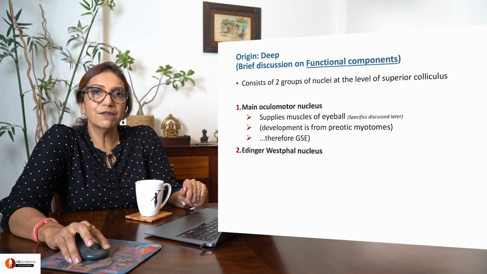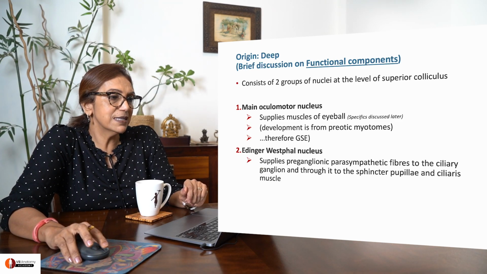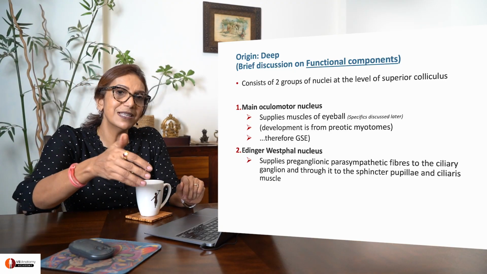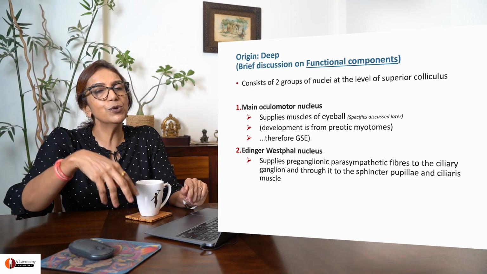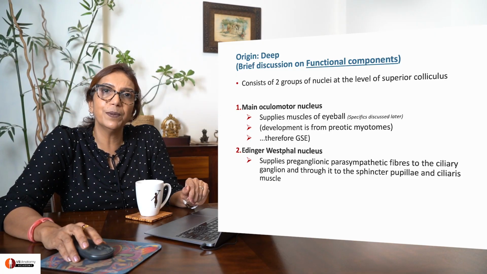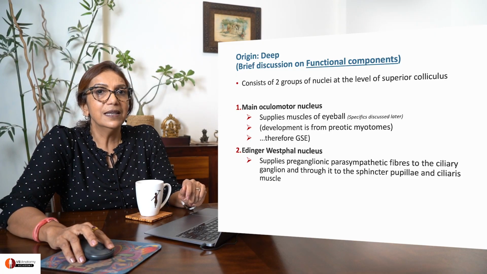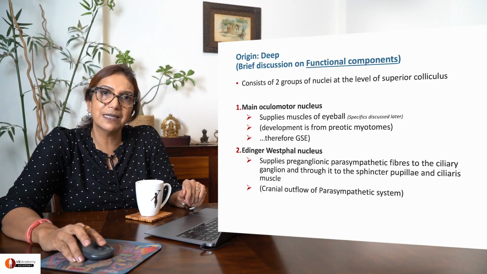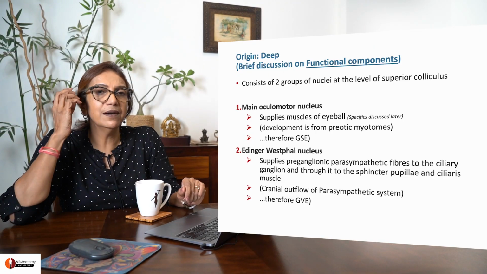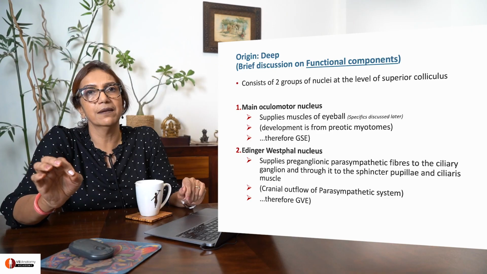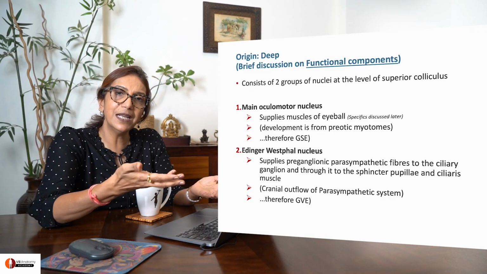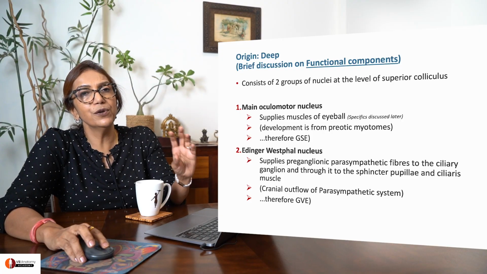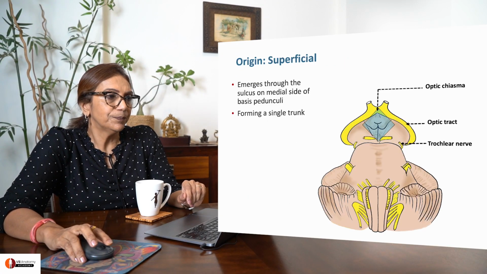What about the Edinger-Westphal nucleus? Fibers of this consist of preganglionic parasympathetic fibers going to the ciliary ganglion. From there, postganglionic fibers go to the sphincter pupillae and ciliaris muscle. This actually is the cranial outflow of the parasympathetic system. Therefore, we call it a general visceral efferent. Okay, so general somatic efferent and general visceral efferent are the functional components of your oculomotor nerve.